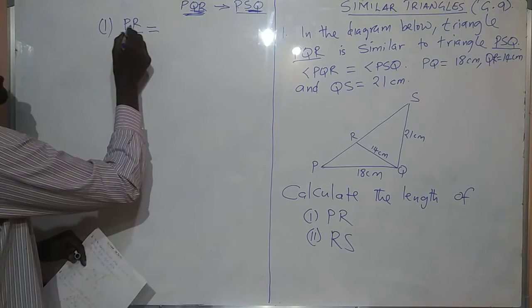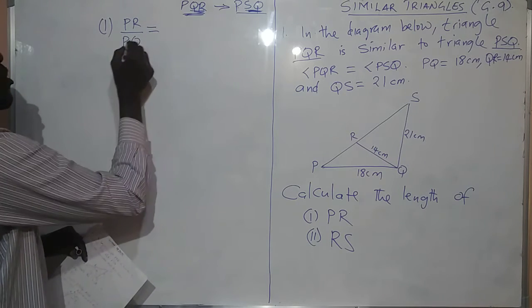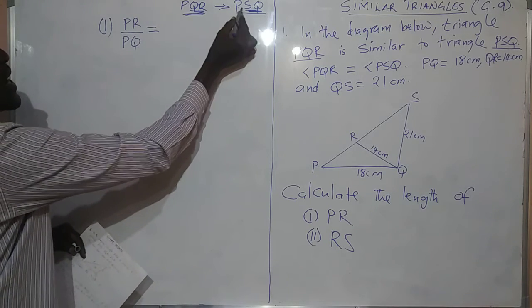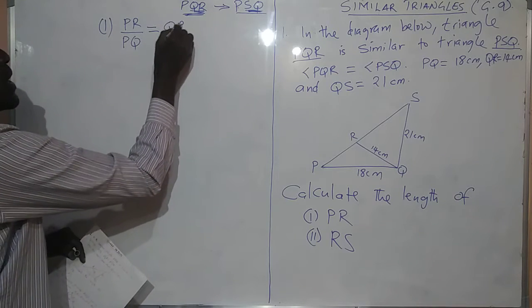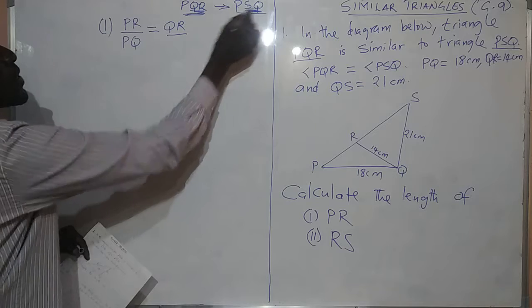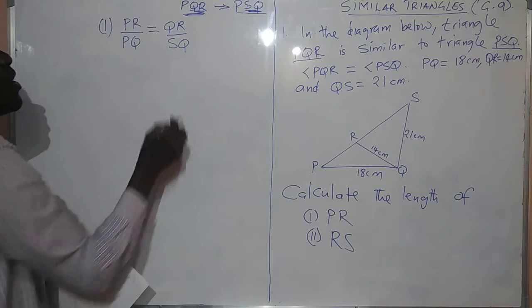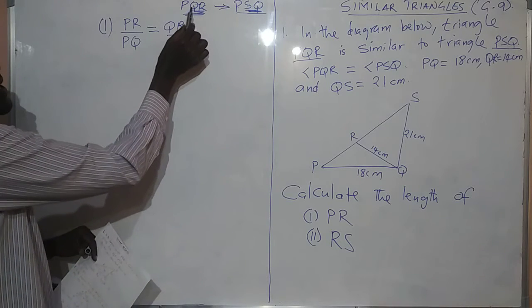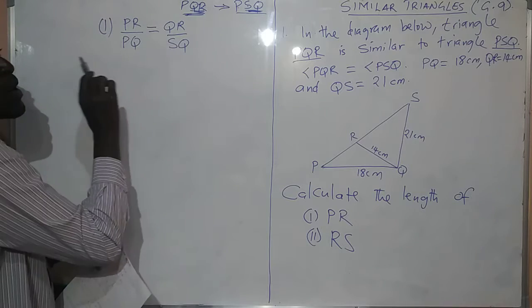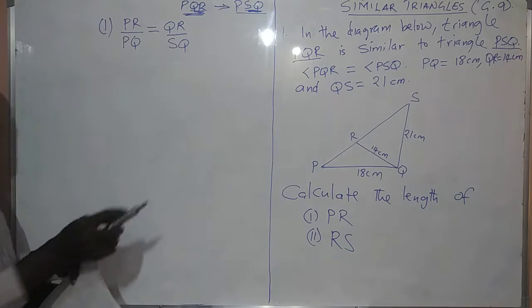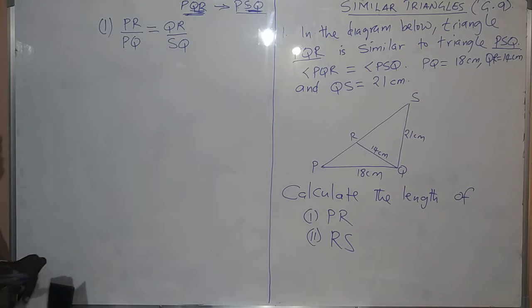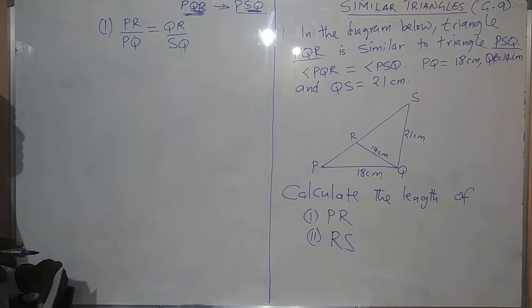So we are going to have PR over PQ, and on this side we are going to get QR divided by SQ. Q is the middle letter and R is the last one here; S is the middle letter and Q is the last one there. That's why we've divided them, because they correspond to each other. And then now we can substitute the numbers that we have.